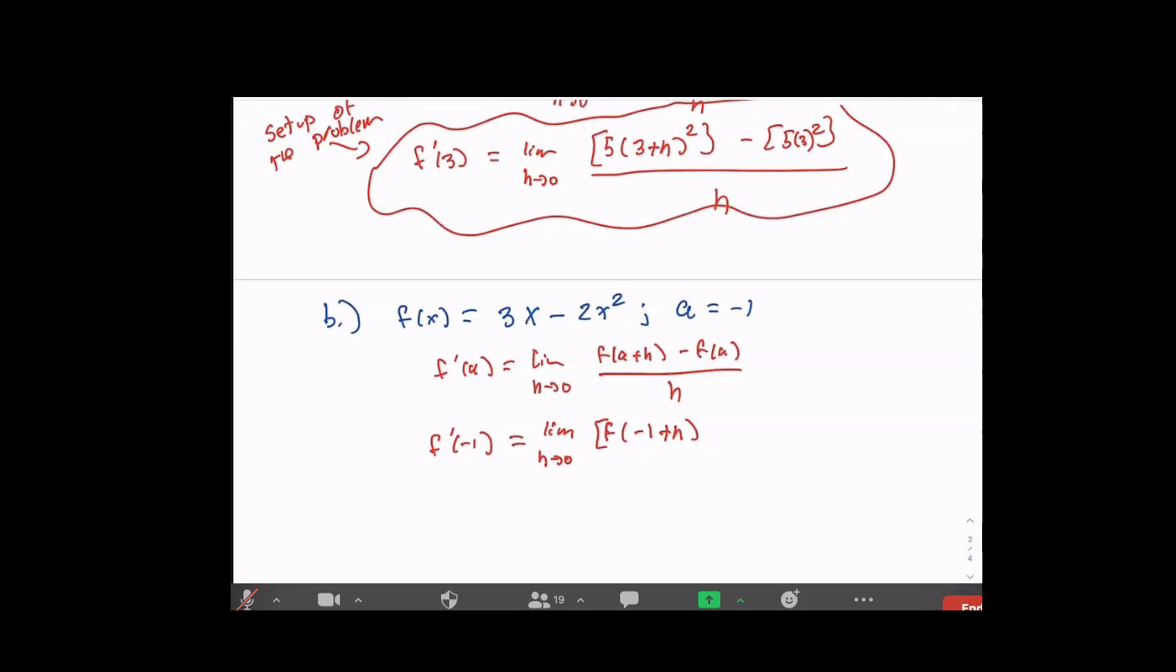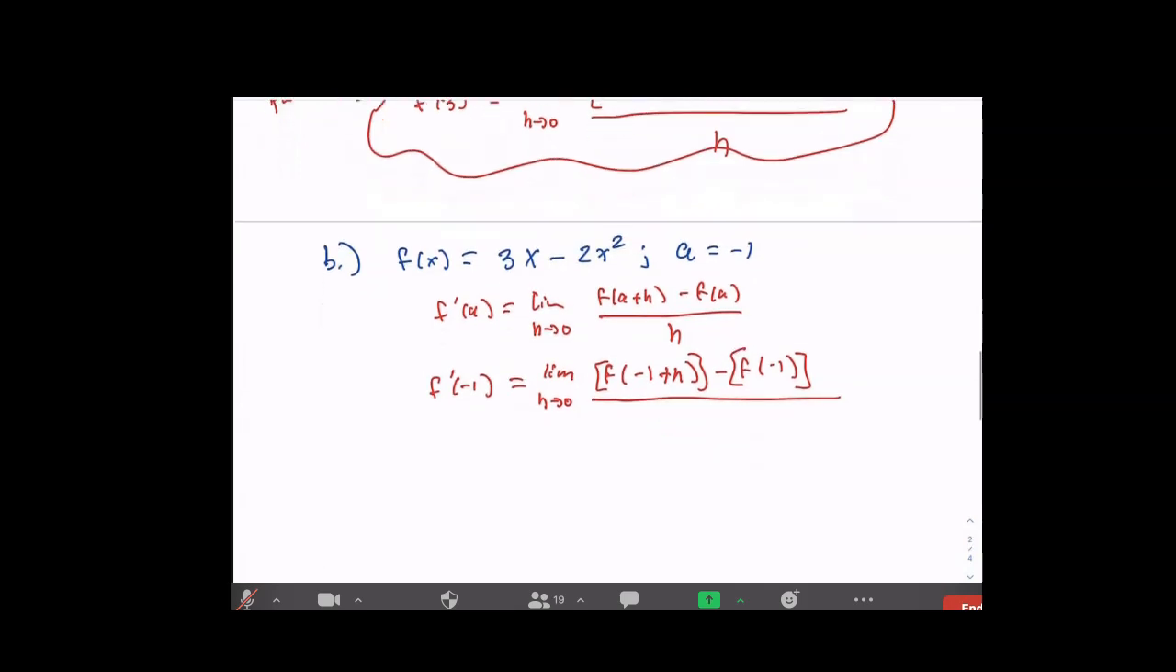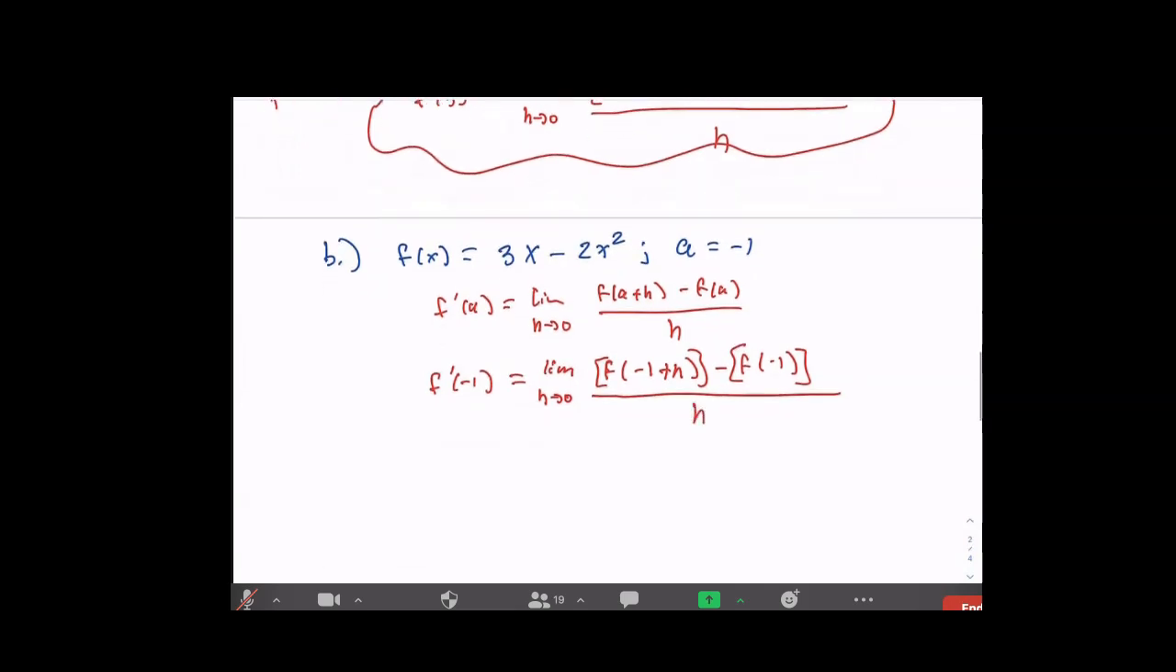Minus f of -1. I want to make sure that we're saying it correctly. It's f of -1. Brackets and brackets, that will help me. All over h. There we go. Good. Next one. f prime of -1 equals the limit as h approaches 0 of bracket.